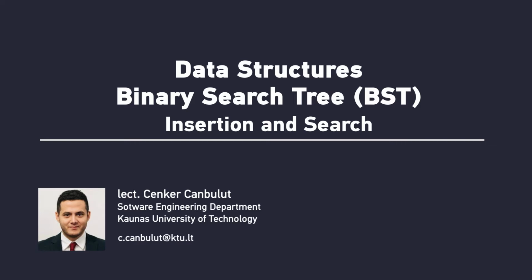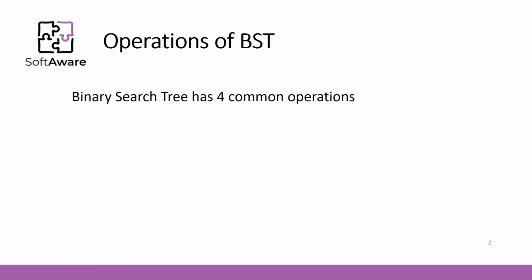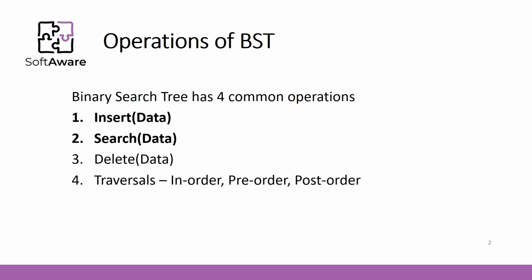Hello everyone. In this lecture, we will have a look at insertion and search operations and how they are implemented in binary search tree. As we remember from the previous lecture, binary search tree has four common operations: insert data, for insertion of a data element; search data, searching a data element; delete data, deleting a data element; and tree traversing algorithms for traversing through the binary search tree. We will see deletion and traversals in the next lectures, but for now, let's continue with insert and search operations.